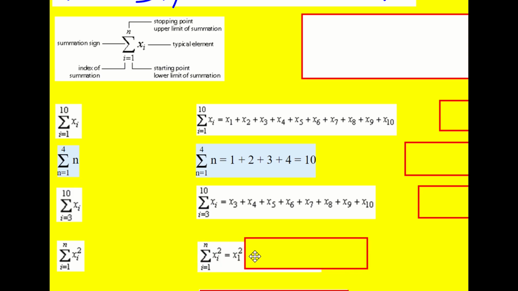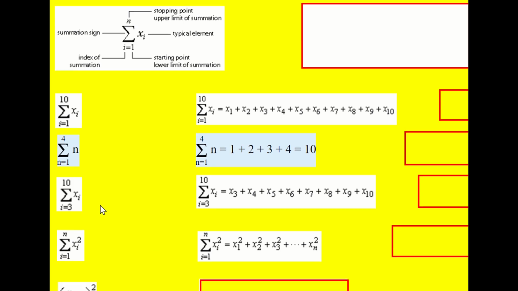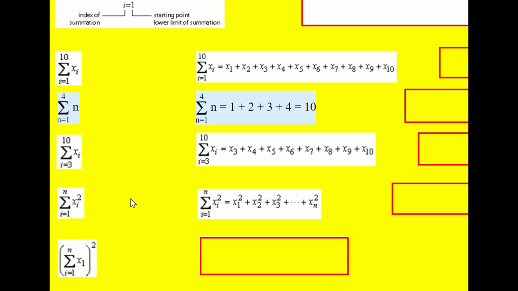How about this one? Well, in this case, I'm starting at x1 squared, and then I'm adding them all up to xn squared. I don't know how many there are, so if I change the n to some other number like 5, yes, I'd stop at x5 squared, but this just means I'm going all the way up to xn squared. How about this one?